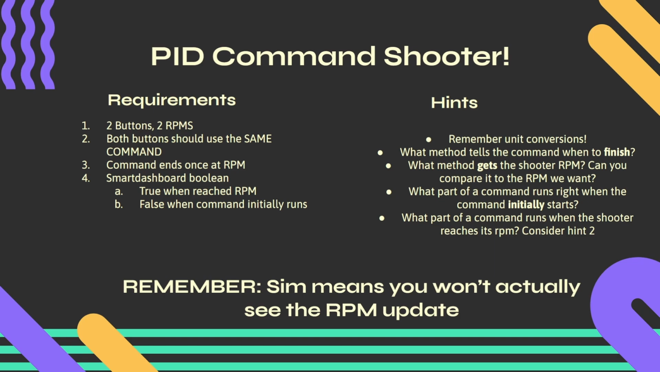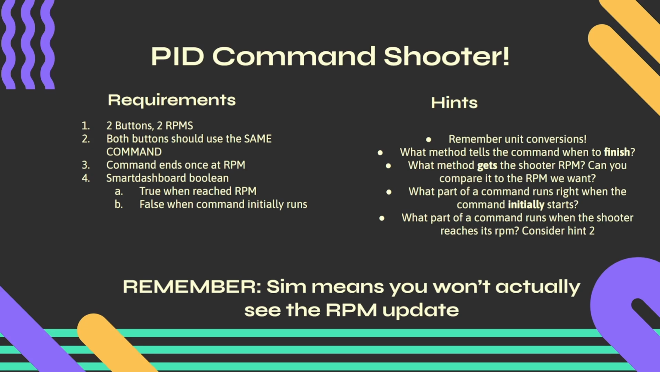You should have one file called shoot command. This command should end once the shooter reaches the RPM requested. Additionally, you should have a smart dashboard boolean that shows true once the shooter has reached the RPM and false when the command initially runs and has not yet reached the RPM.